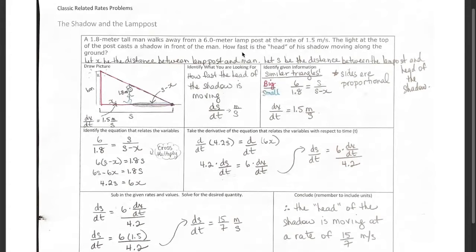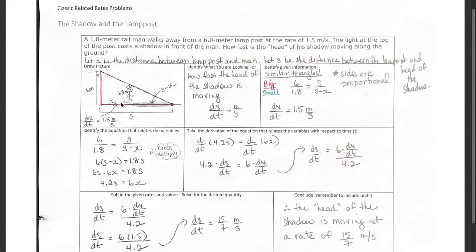We know that the man is walking away from the lamppost at 1.5 meters per second. So there's a rate of change because we have meters per second, and meters represents distance and seconds represent time. So we have what I call dx by dt, because I defined x as being the distance between the lamppost and the man. So x is a changing value because the man is walking away from the lamppost, so it's a variable. And the rate of change of this distance, dx by dt, is equal to 1.5 meters per second. So we have our dx by dt, and we have our value x here.